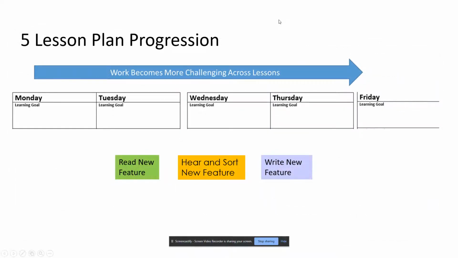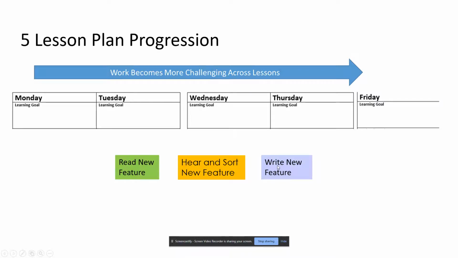The first thing you want to think about across the 5 days is you want the work to become more challenging across the lessons. So right here, I just pulled up the goal section of this 5-lesson progression. And I'm going to assume that my Monday goal, the first thing I do Monday, is going to be easier than the thing I do Tuesday, and then the thing I do Wednesday. So I have 3 goals here. I have read the new feature, hear and sort the new feature, and write the new feature.